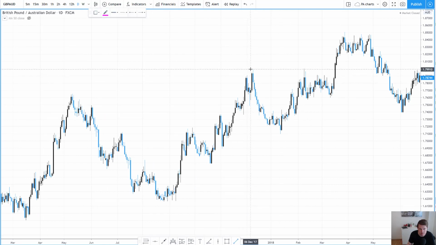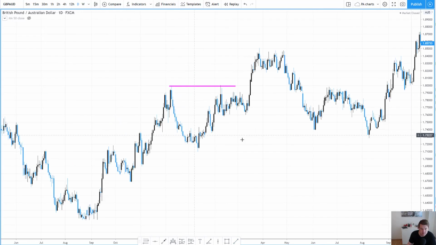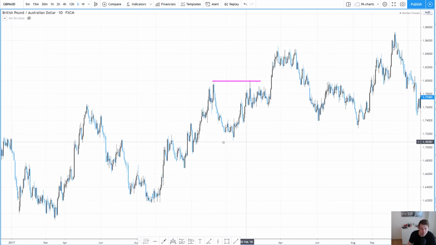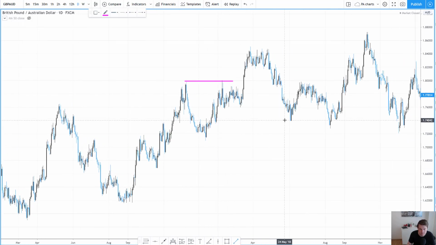Then here we seem to have something. The market has a previous swing high. Whoops, let's make this horizontal. It comes back into the level, then turns lower. And this is something that will repeat itself over and over again. You can see that here, a very nice failed breakout.